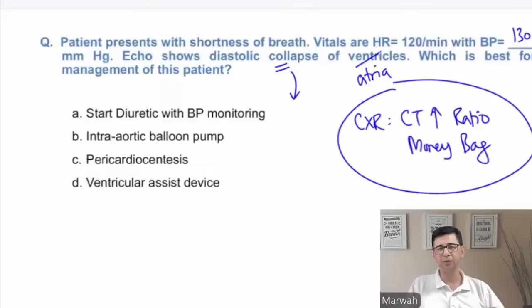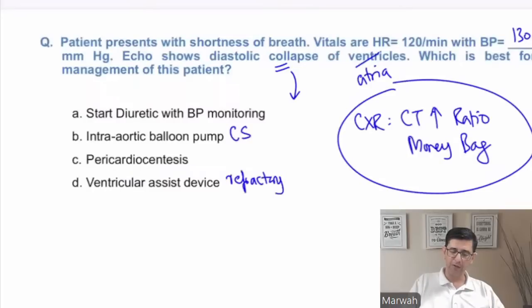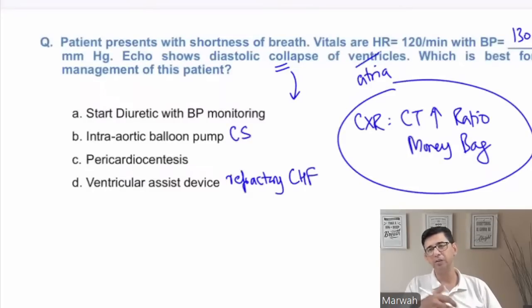If you look at the other options, intra-aortic balloon pump would be for cardiogenic shock, ventricular assist device would be for medically refractory congestive heart failure. And there would be no role of diuretics, because initially I thought that he's talking about only congestive heart failure. But the word diastolic collapse lets me know that we are dealing with a case where there would be a development of low pressure cardiac tamponade deteriorating into cardiac tamponade.